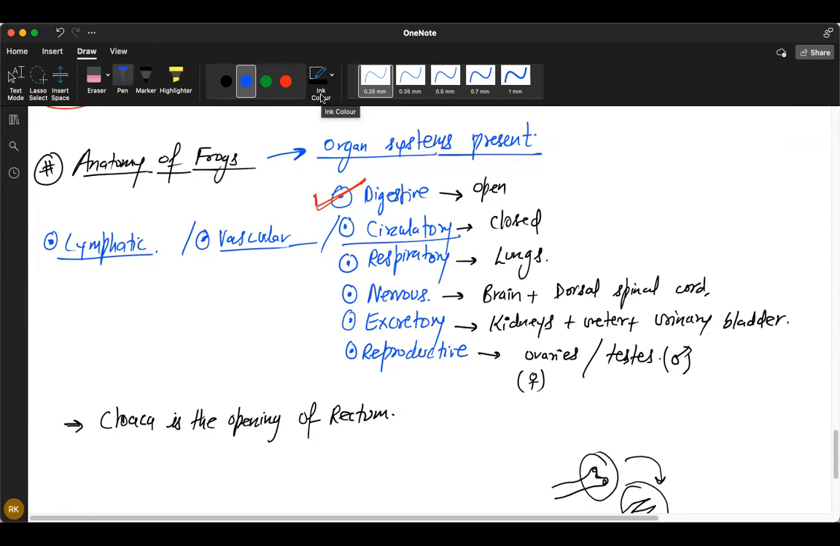So all the amphibians and almost all reptiles have a 3-chambered heart. So frog has a 3-chambered heart, but in that 3-chambered heart, 2 are atria and 1 is ventricle. 2 atria and 1 ventricle. Okay. The heart is just like ours. It is muscular and it acts as a pumping organ.